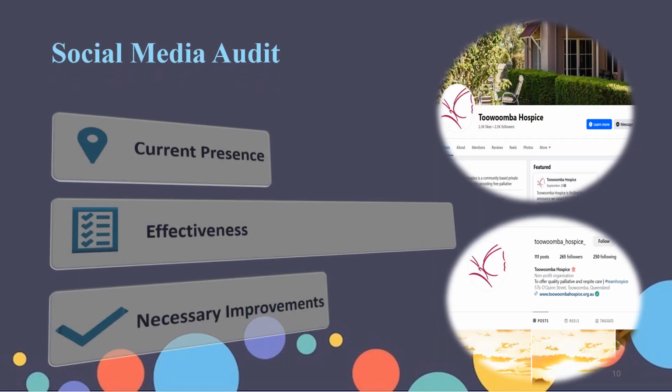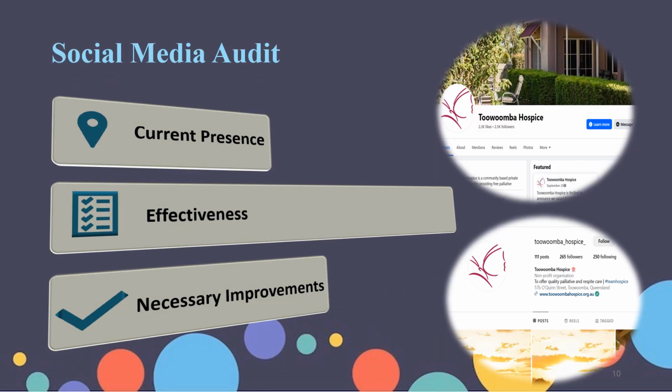Toowoomba Hospice is currently operating a social media presence mostly on Facebook and Instagram, with Facebook being the most effective medium due to its larger following but has average interaction rates. On Instagram, Toowoomba Hospice has a smaller following and lower activity than Facebook, which could be due to less audience range as well as less activity. Consequently, their presence on social media platforms is very low.